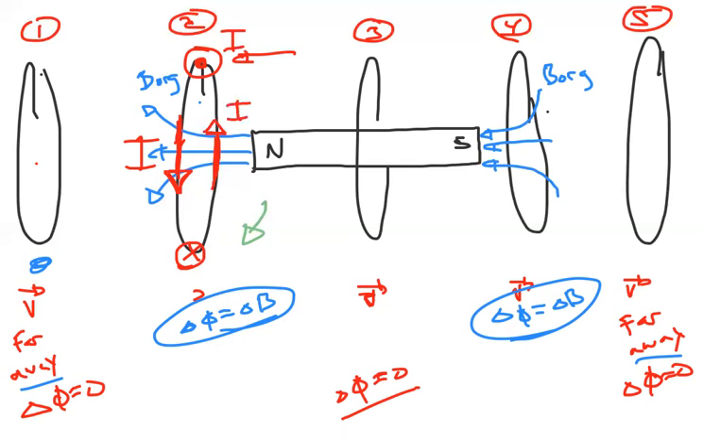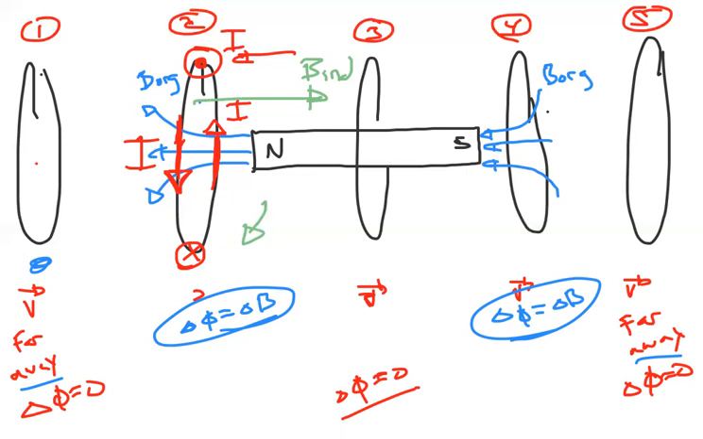I want to clarify. Is this B original? We're using, and so B induced, your thumb should be pointed in that direction. It should be in the opposite direction, and your fingers should be able to curl this way. Okay. Does that make sense?